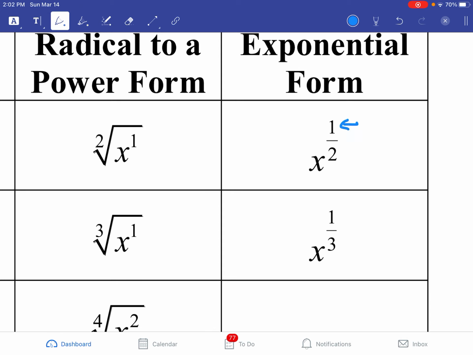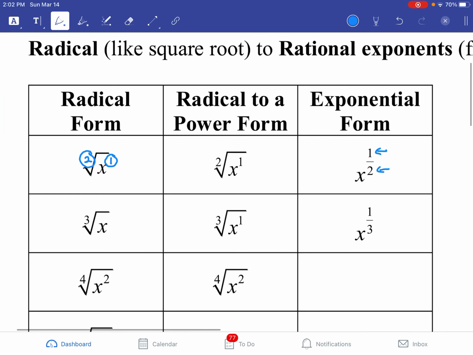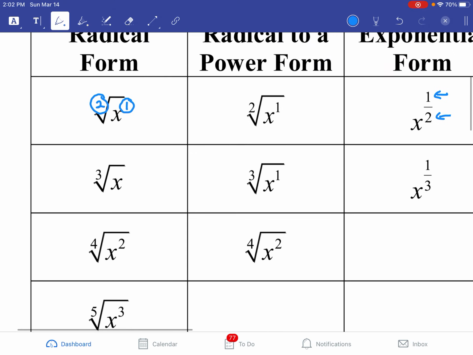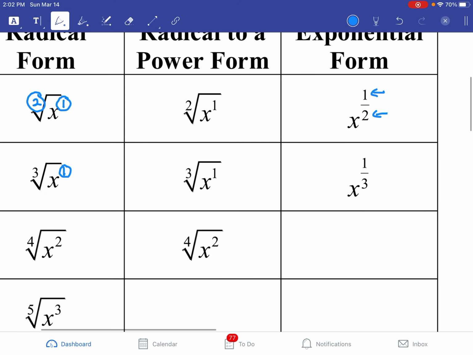Okay, so what you're going to do for these problems is the exponent becomes the numerator, and the radical number, the index, becomes the denominator. All right, and it makes a fractional exponent. All right, and the next example, again, this is 1 as an exponent. Okay, so the 1 is the numerator of your fractional exponent. The 3 for the cube root is the denominator of your fractional exponent.